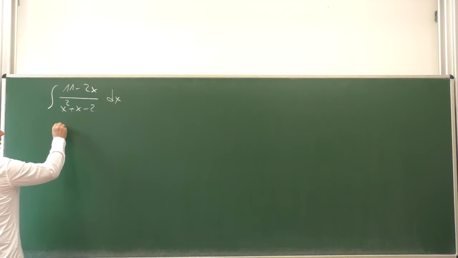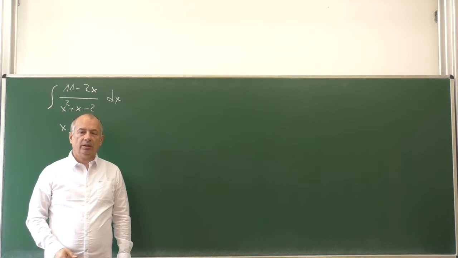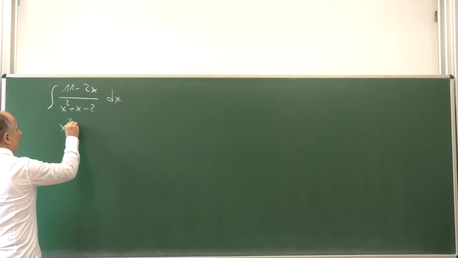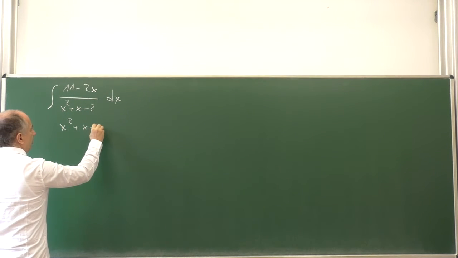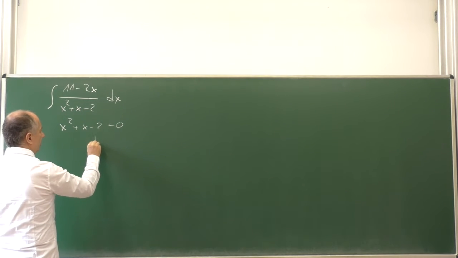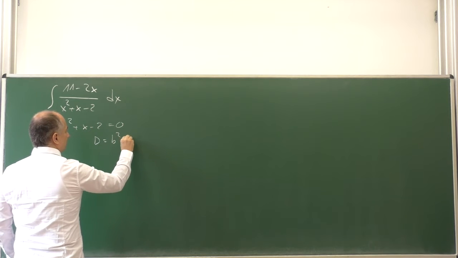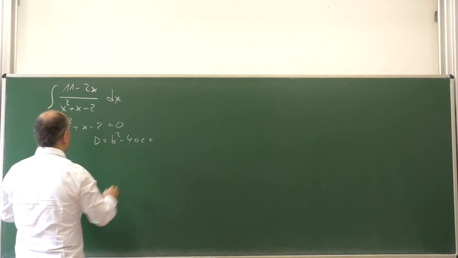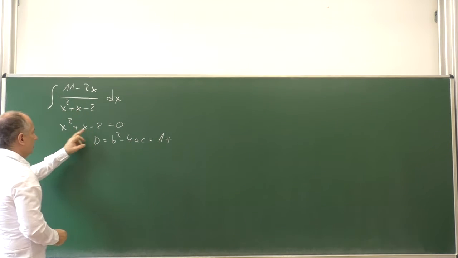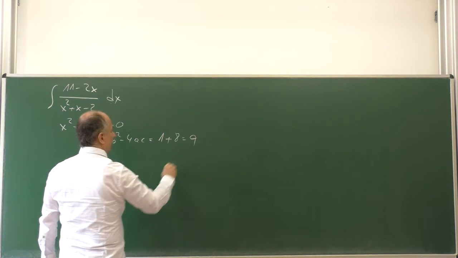As the first step, we want to rewrite the quadratic polynomial in the denominator as a product of two brackets. That means we want to solve the equation x squared plus x minus 2 is equal to 0. Well, we can compute the discriminant, which is b squared minus 4ac, which is 1, minus minus is plus, 4 times 2 is 8, which is 9.